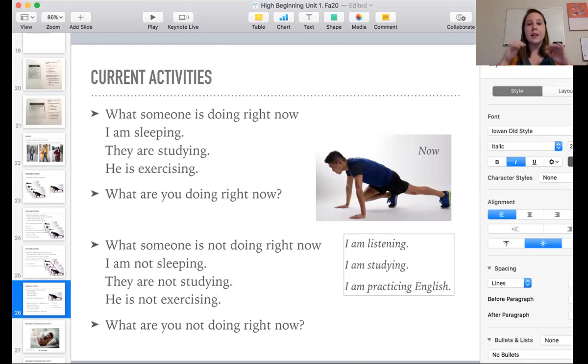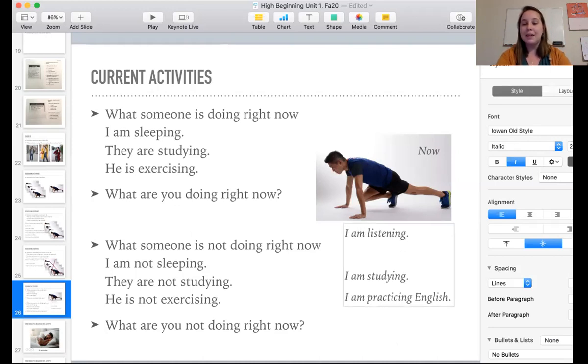So think of things you are not doing right now. Right now, you are not running. You are not swimming. You are not, I don't know, you're not working right now. You are studying English right now. So if we're going to make these negative, how would we make I am listening? How would we make that negative? Good. I am not listening.